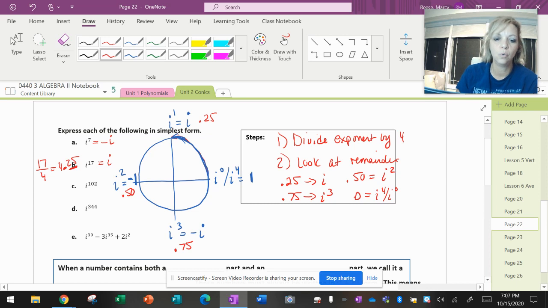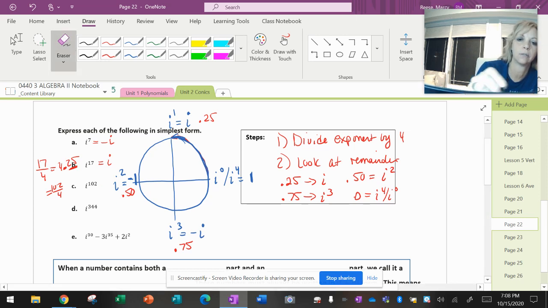Do i to the 102. Do 102 divided by 4. And tell me what you get. What do you get for a remainder? You should get 0.5, right? Which is -1. So that whole thing is equal to -1. It's really messy. I apologize.